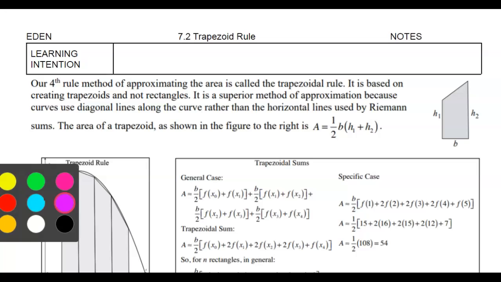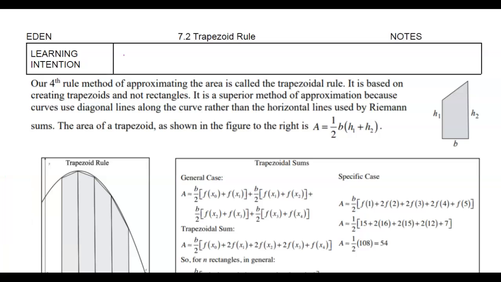Okay, so the next section is the trapezoid rule. We learned LRAM, RRAM, MRAM, and then the trapezoid rule. So that'll be the fourth strategy, and there won't be another one. It's called the trapezoidal rule, and it's based on creating trapezoids instead of rectangles.